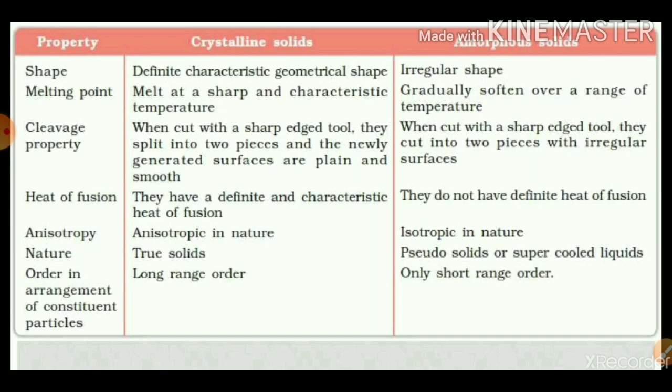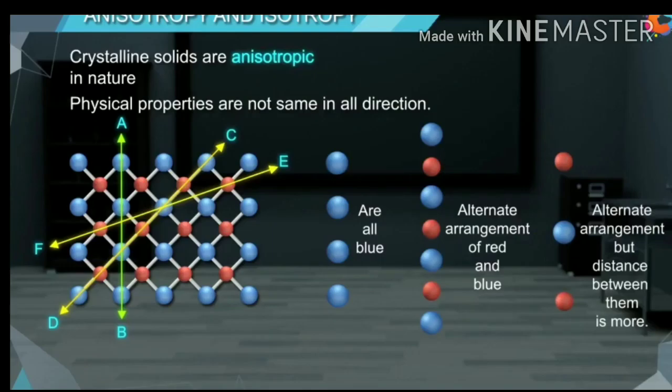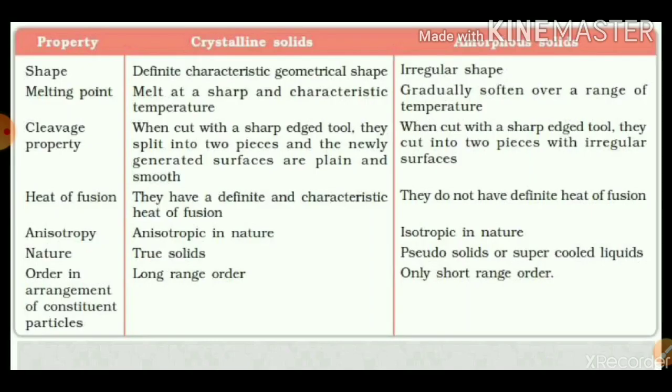The next topic is anisotropic nature. This difference is very important, and in various exams, anisotropic and isotropic were asked in previous years. Crystalline solids are anisotropic in nature. What do you mean by anisotropic? Let's first understand isotropic, then we will discuss anisotropic. Isotropic is made up of two words, iso and tropic. Iso means same and tropic means physical properties.